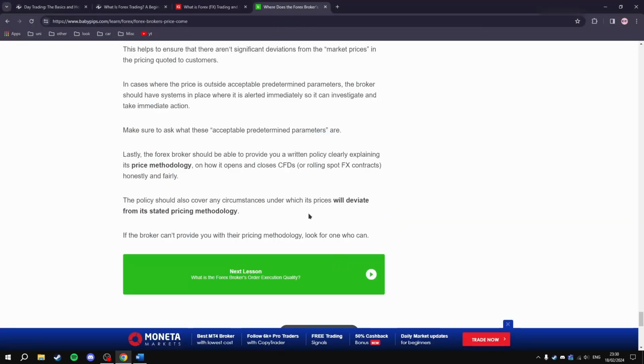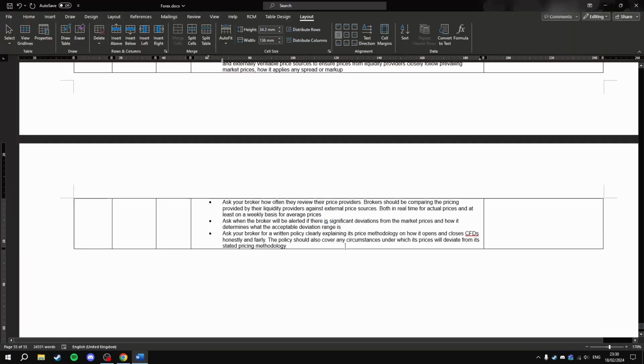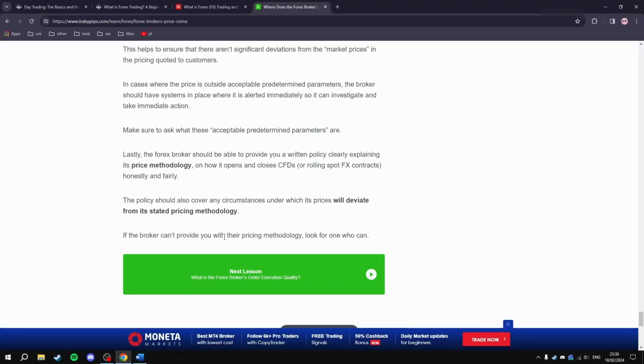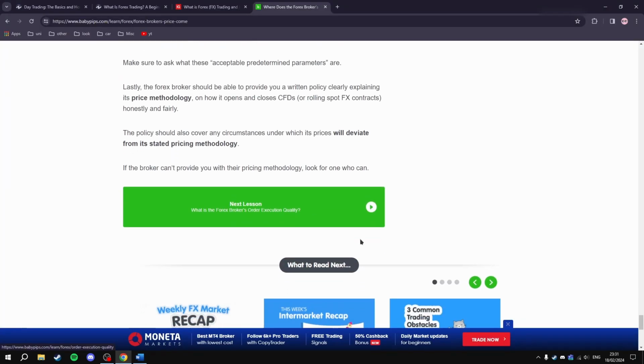The policy should also cover any circumstances under which its prices will deviate from its stated pricing policy. If the broker can't provide you with their pricing methodology, look for one who can.